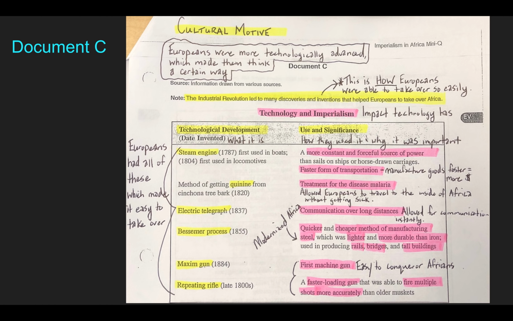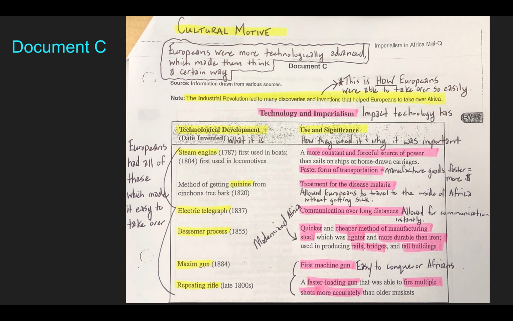So now let's take a look to the right of the chart. How each one of these inventions was used and why it was so important. So taking a look at the steam engine, and we should be very familiar with the steam engine since we talked about it quite a bit during the Industrial Revolution unit. But the steam engine allowed for a more constant and forceful source of power than sails on ships or horse-drawn carriages. All that means, guys, is that everything was better, faster, more efficient, and cheaper because of the Industrial Revolution.